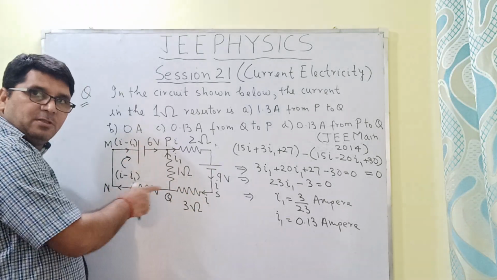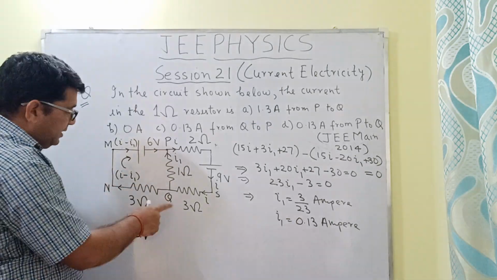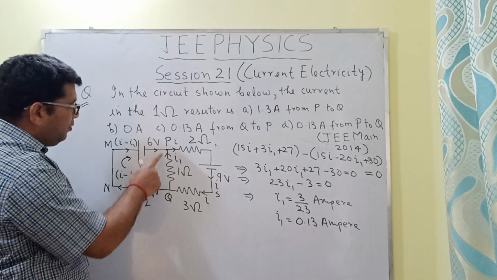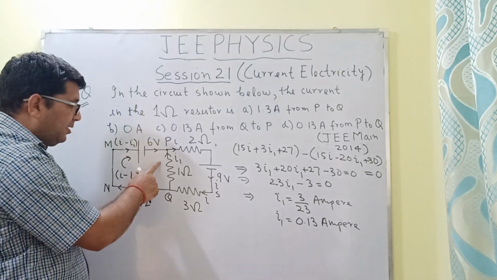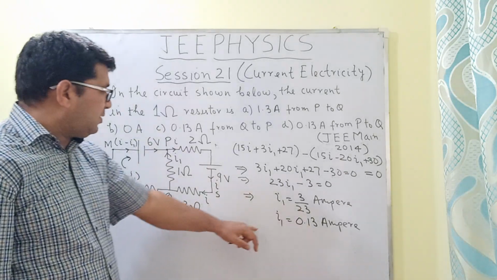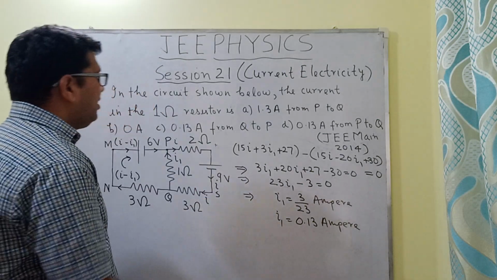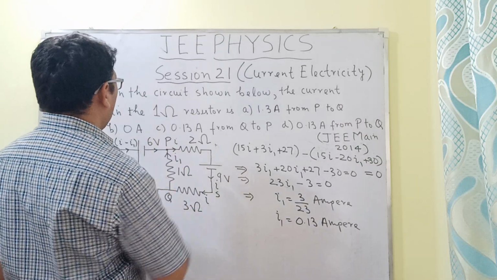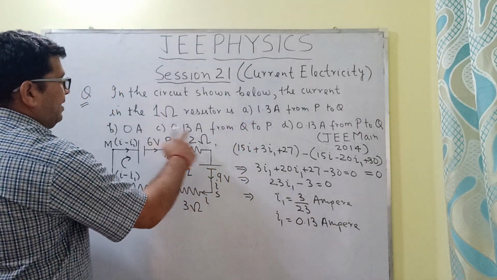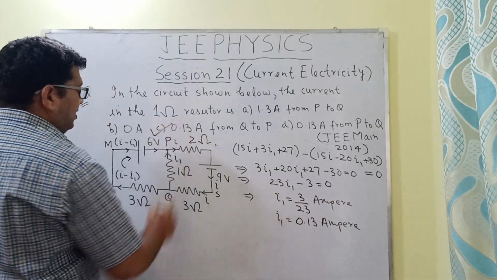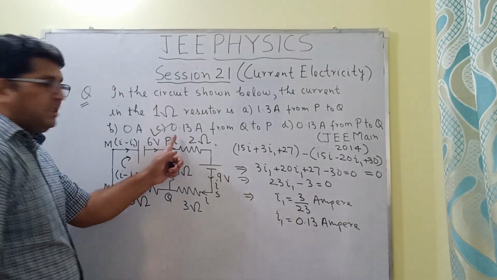The direction of the current which we have taken in this loop is from Q to P. You can see it here in the figure. So therefore the direction of the current will be from Q to P, and its value is equal to 0.13 ampere. So 0.13 ampere from Q to P, so this is the correct option. So the correct option is C.